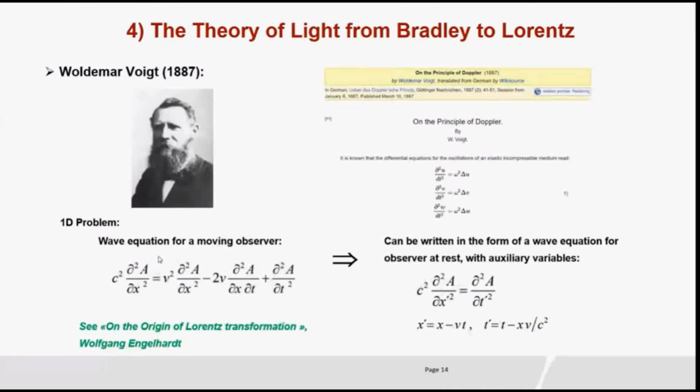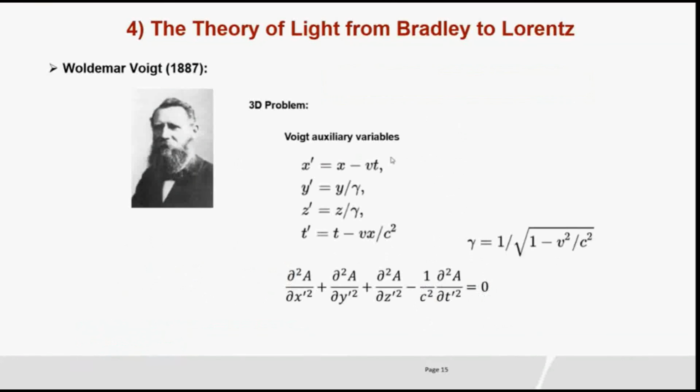Actually, today you could resolve this one numerically. You don't need to do a transformation. You don't need to change the variables. You don't need to use these auxiliary variables. You could resolve this equation here. Okay, so that's very important. And in 3D, the auxiliary variables used by Voigt will be this shape. And you can see now you have y prime, z prime, t prime, and x prime. And you have here the gamma factor, which is written here. And then he has a wave equation, which is the 3D wave equation when the observer is not moving.